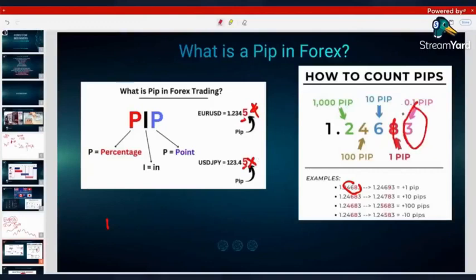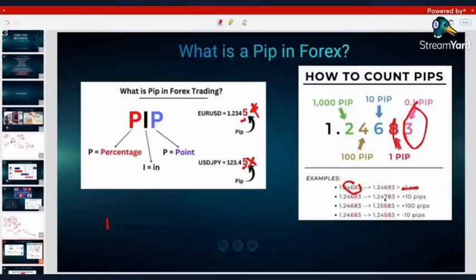So how do you count pips? From this value here, it's showing 1.2468. This one is showing 1.2469. So looking at the 4th digit here, 9 and 8, the difference is 1. That is 1 pip.